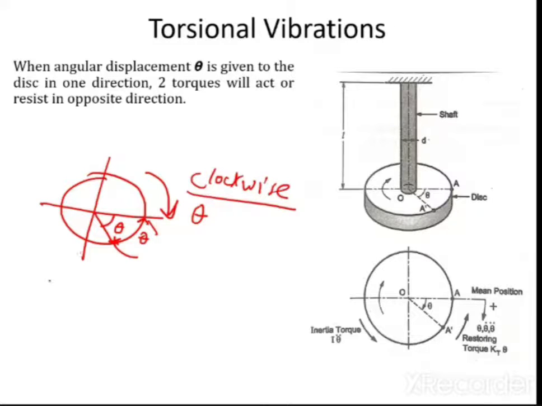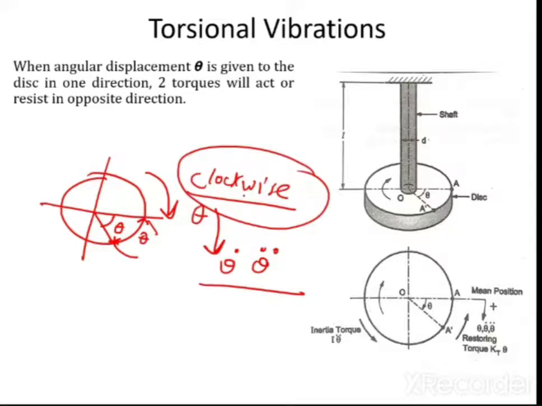Now try to understand that when theta is in the clockwise direction, theta dot and theta double dot, that is angular velocity and angular acceleration, will also be in the clockwise direction, because the displacement, velocity, and acceleration are always in the direction of the applied force.